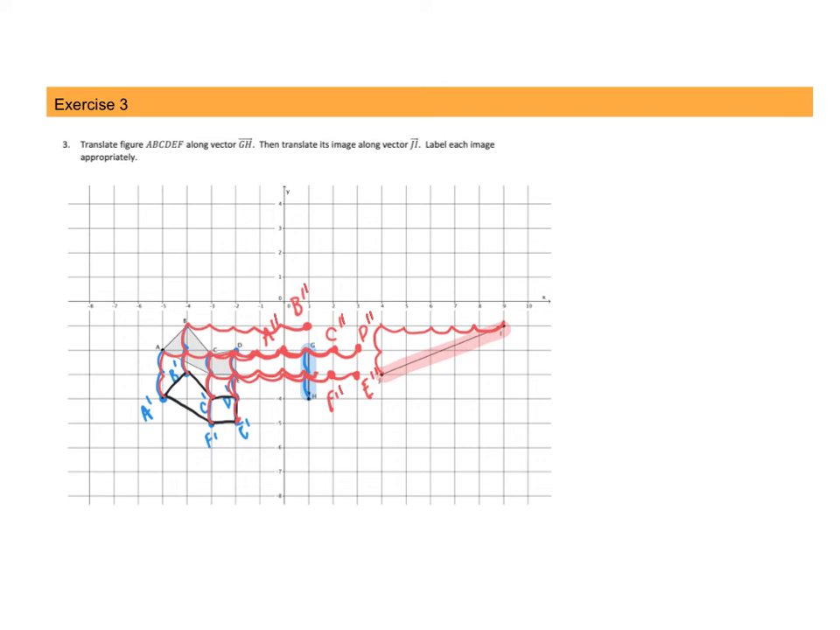And then you just need to connect your A to your B. It's kind of hard to see. B to C, C to D, D to E, E to F, and then back to A. So there's my double prime image. Okay, so go ahead and check your work with my work and then move forward once you have it all down correctly.